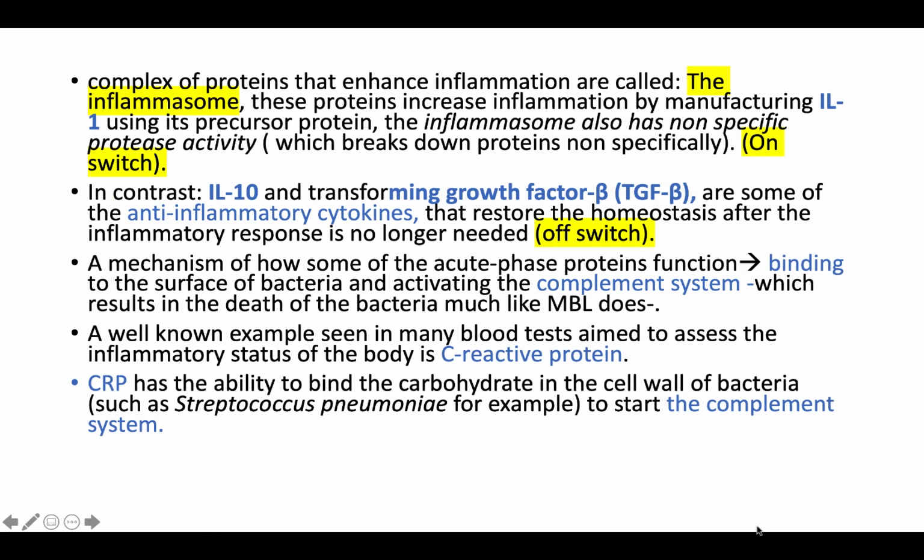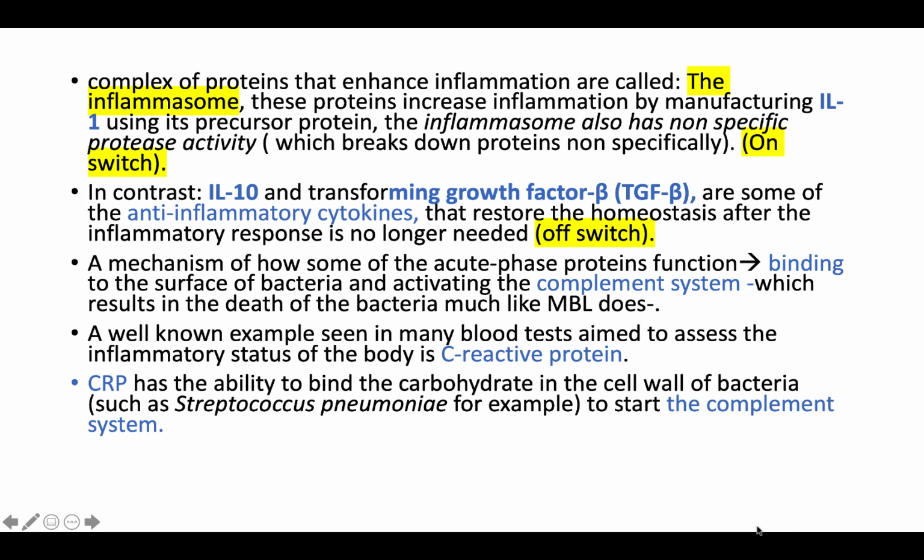Complex of proteins that enhance the inflammation are called an inflammasome. So these are the complex proteins بيشتغلوا مع بعض to increase the inflammatory response. These proteins increase inflammation by manufacturing interleukin 1. Again, like we mentioned, this is the on switch for our inflammasome. It increases the non-specific protease activity, which breaks down protein non-specifically. This is your on switch.